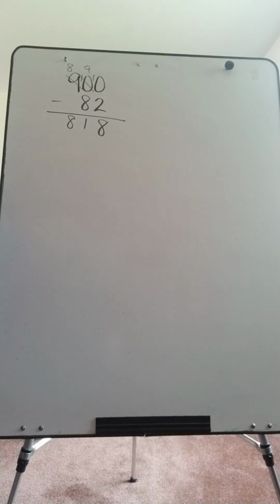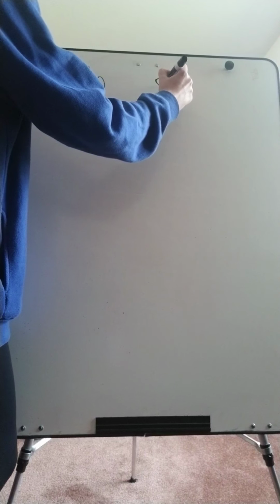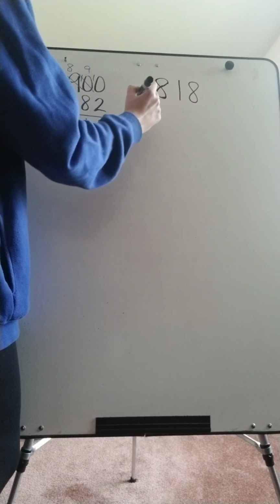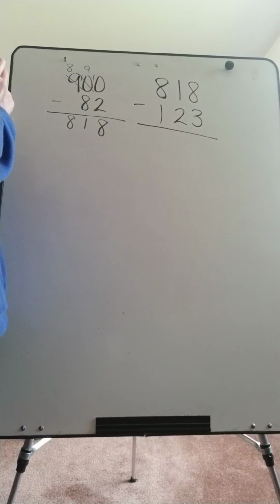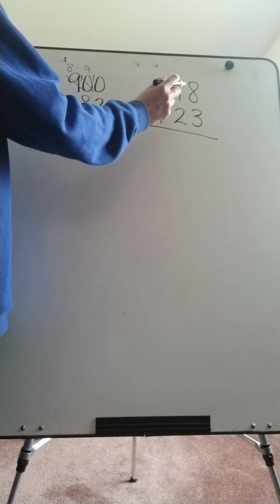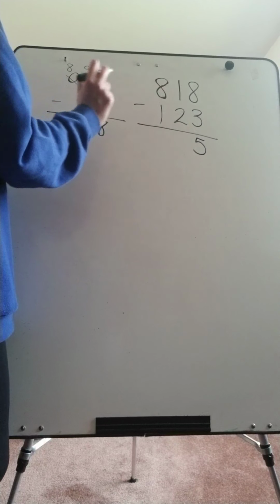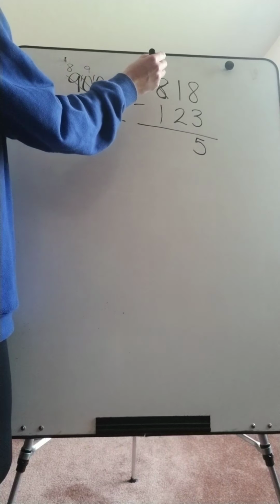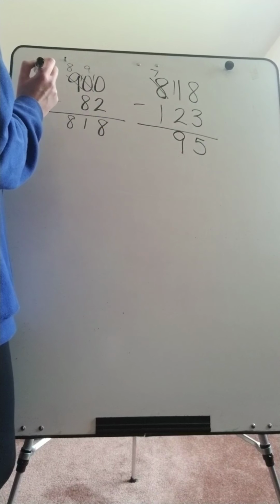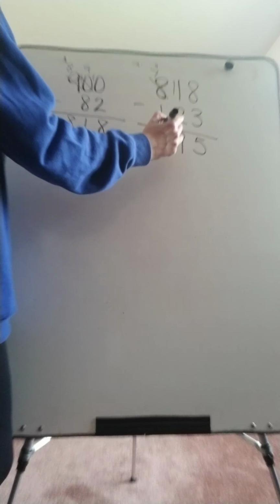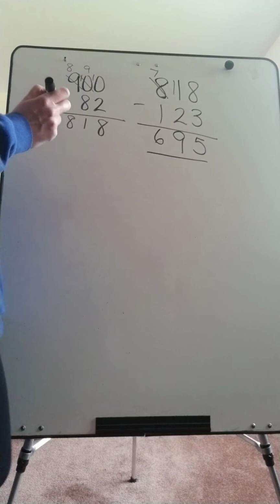The next week, he uses 123. So now we're going to take 818 minus 123. 8 minus 3 is 5. 1 minus 2 we cannot do, so we borrow. 11 minus 2 is 9. And 7 minus 1 is 6. So the tailor has 695 buttons left.